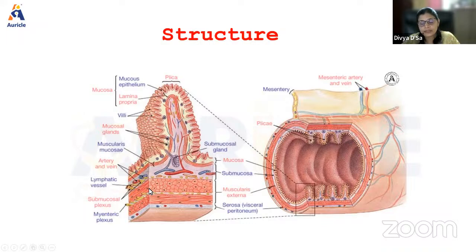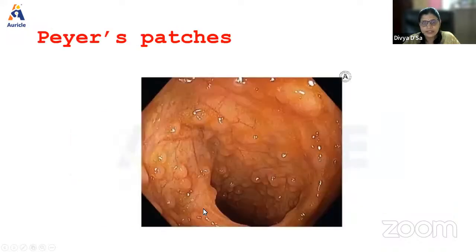Okay, so between those two layers of muscles, we have the nerve plexus, which is known as Auerbach's nerve plexus. And outside, there is the peritoneal covering, the visceral peritoneum, which covers that, and we call it the serosa layer. So that is the structure.